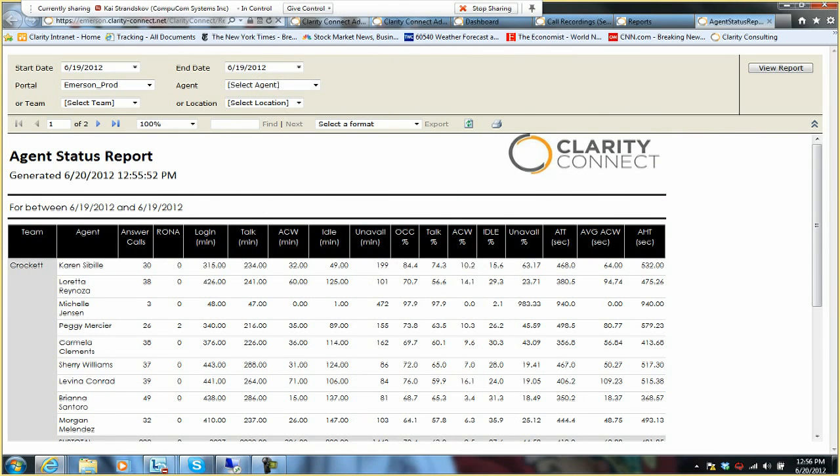For our reporting engine, we're leveraging SQL, SSRS. We have both out-of-the-box reports, but we also will publish the schema of the database to allow our customers to create ad hoc reports straight out of SQL.